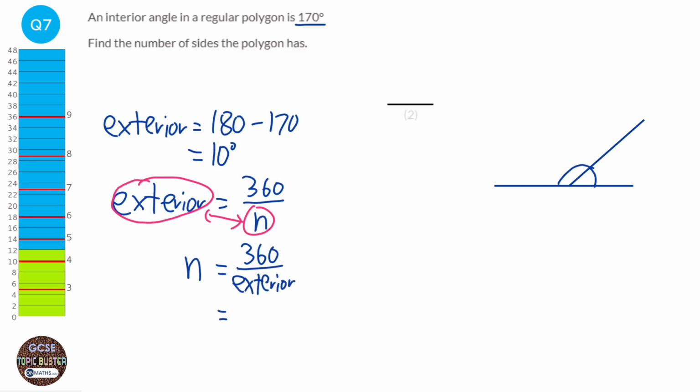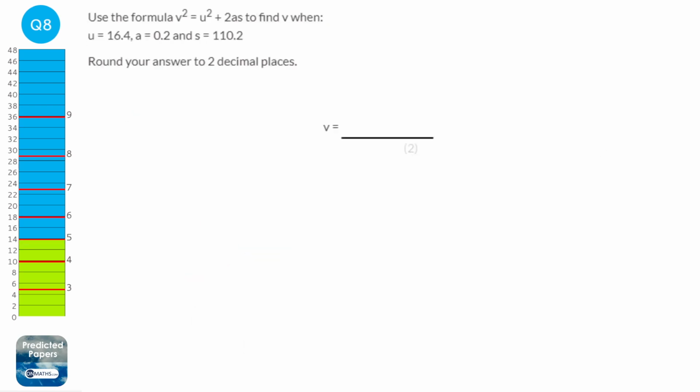So 360 divided by the exterior angle. Well, we know that the exterior angle is 10, therefore n is 360 divided by 10, which would be 36. So we're just going to substitute the values that were given into the formula.